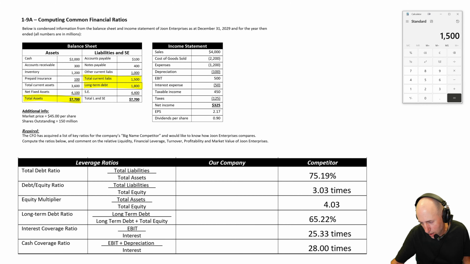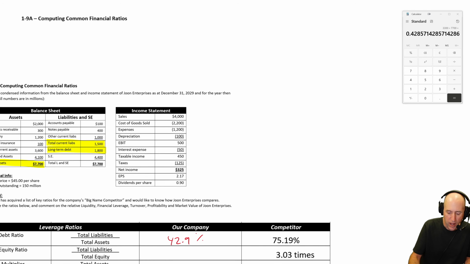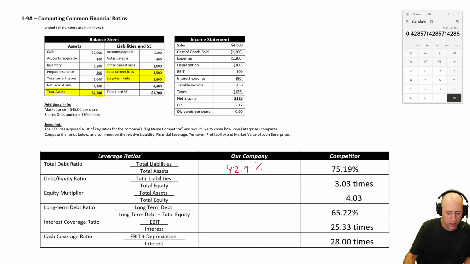So 1.5 plus 1.8 is 3,300 divided by 7,700. And I get 42.9%. So this is a measure of leverage, how much debt we're using. And I generally think smaller is better here. Certainly smaller is less risky, and we are less leveraged than our competitor. And I view that as a good thing. And that's debatable, but I do view that as a good thing.